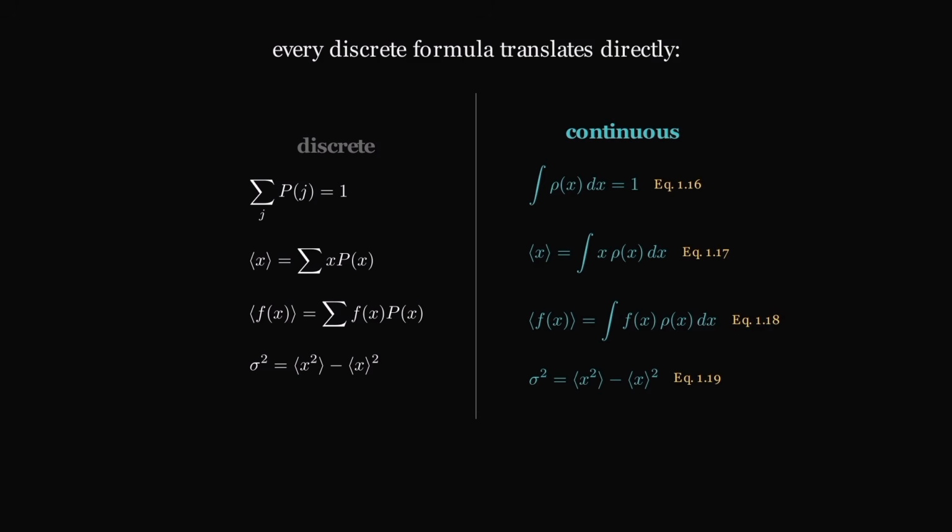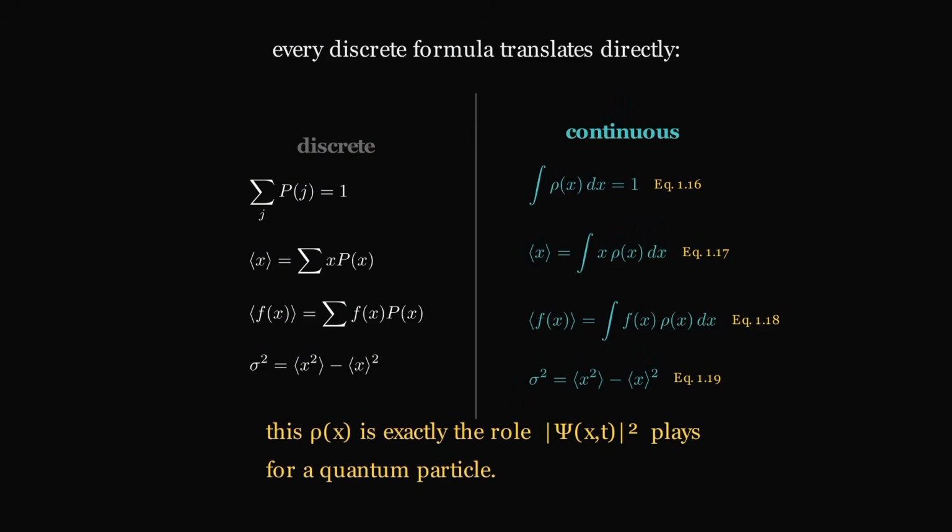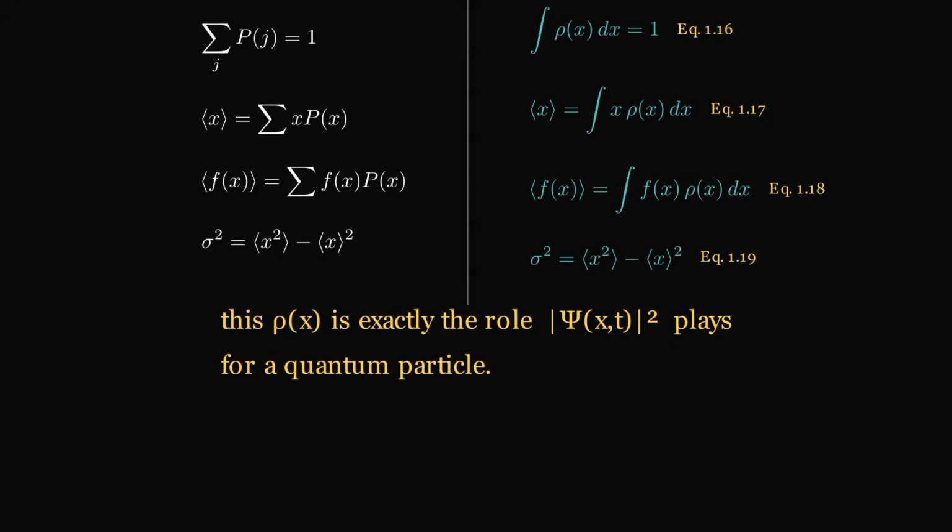And here's why we just spent all this time on people's ages. This probability density rho of x plays exactly the role that the absolute value squared of the wave function plays for a real quantum particle. Everything in this scene was really about quantum mechanics all along.